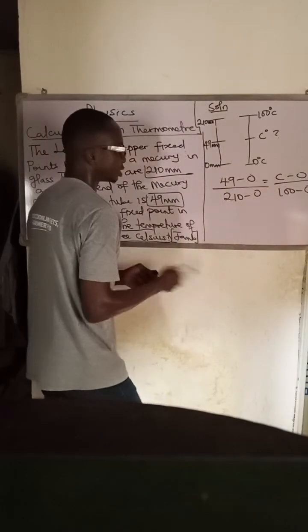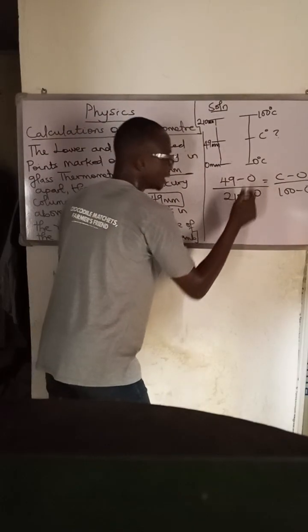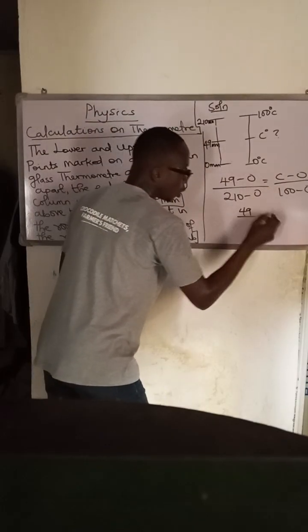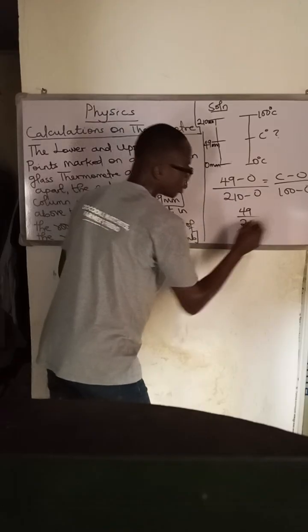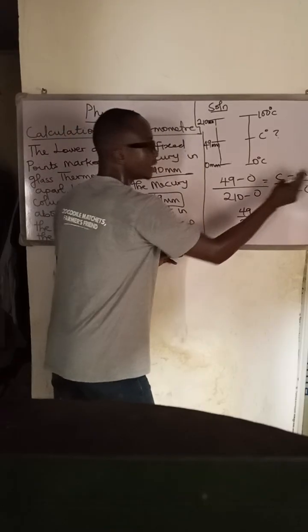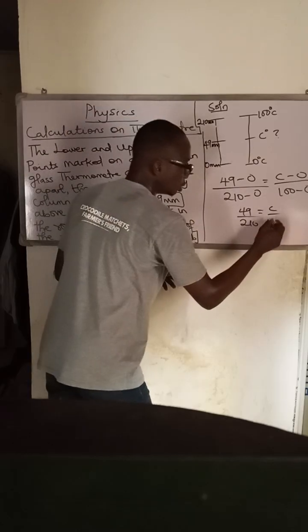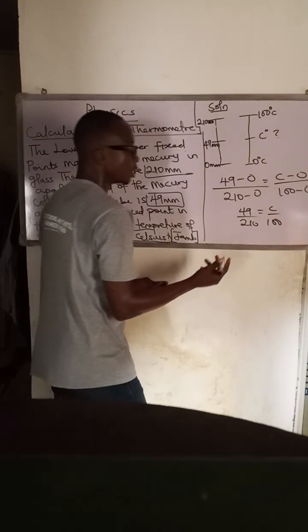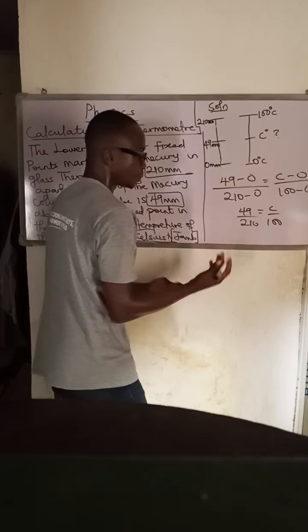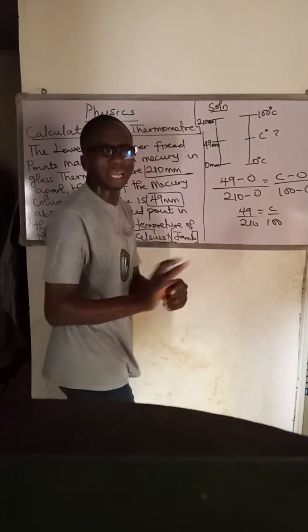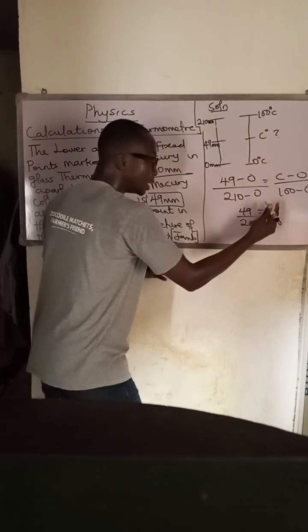Alright? Now we just solve it. It is no longer difficult. 49 minus 0 is 49, all over 210 minus 0 is 210, is equal to C minus 0 is C, all over 100 minus 0 is 100. What do you do? You simply cross multiply. Now, I'm going to show you a shortcut because in the Jamb exam, you don't need to waste any time. You just make C the subject.